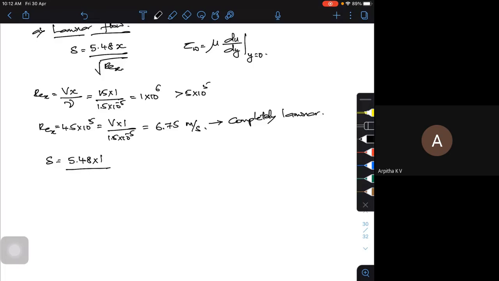See, it should be less than 5 into 10 to the power of 5, which is the transition threshold Reynolds number. So I can take any number less than that. So don't go so low that your velocity is around 0.5 and all. But still, it's okay, it's not an issue. But assume some number which is slightly less than 5 into 10 to the power of 5. So I'll go with 4.5 into 10 to the power of 5.